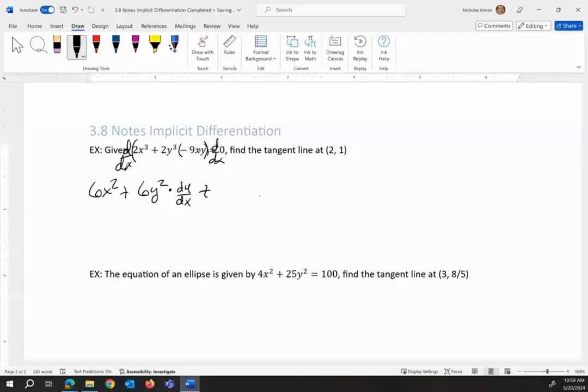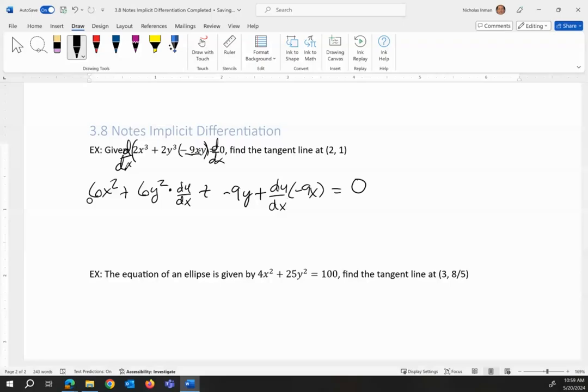So the derivative of the first thing, the derivative of negative 9x, is negative 9 times the second thing left alone, plus the derivative of the first thing. Derivative of y is dy dx times the second thing left alone. And then equals the derivative of 0, which is still 0.